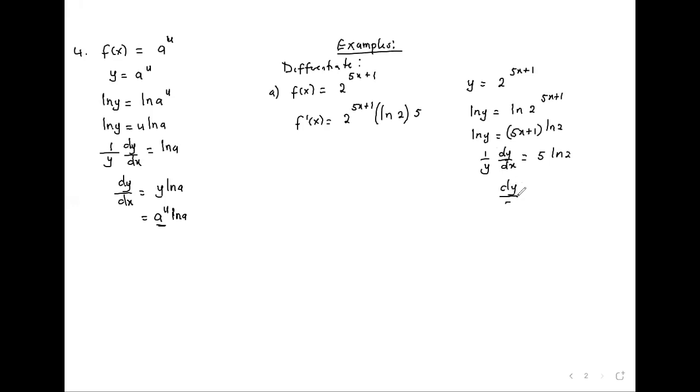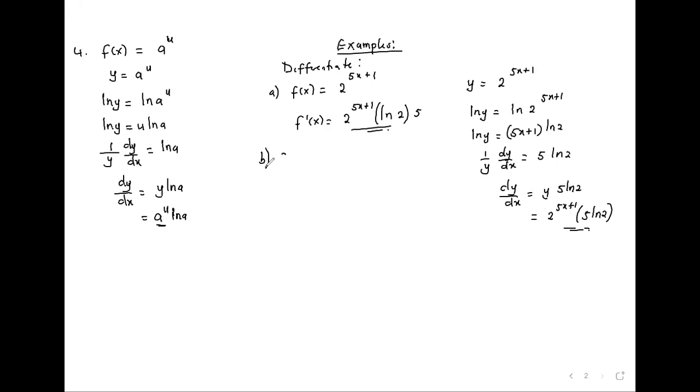So dy/dx is equal to y times 5 ln 2. But y is 2^(5x+1), times 5 ln 2. So that's why it has to come out like this.